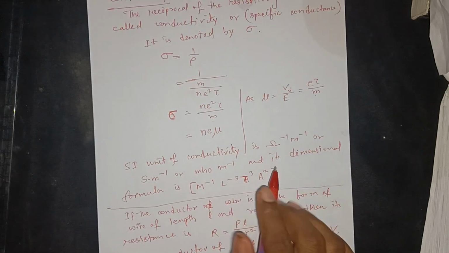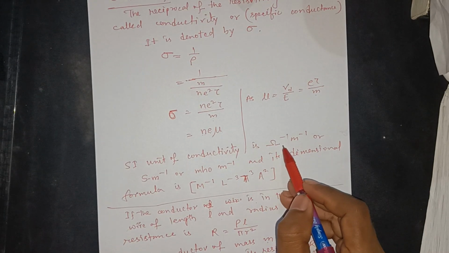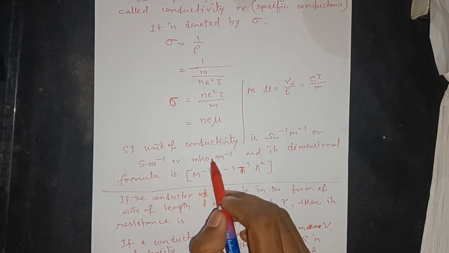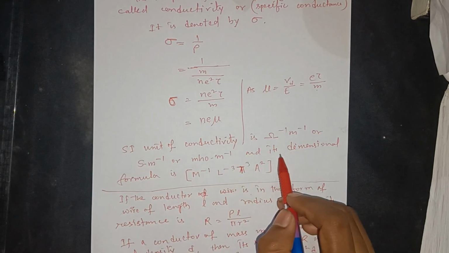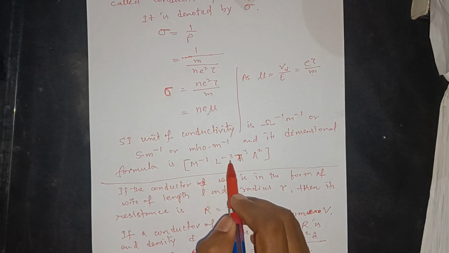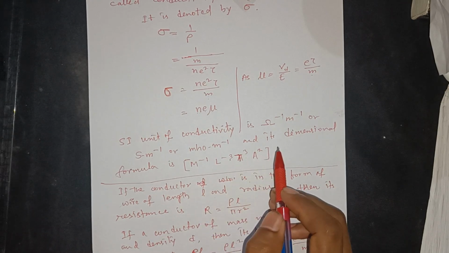The SI unit of conductivity is per ohm per meter, or siemens per meter, or mho per meter, and its dimensional formula is M⁻¹L⁻³T³A².